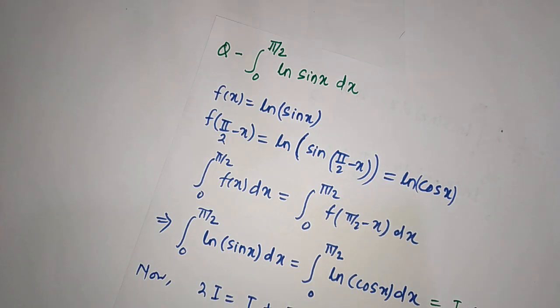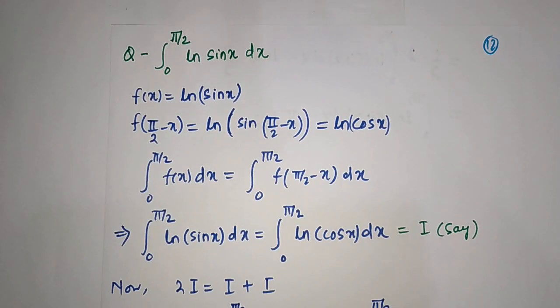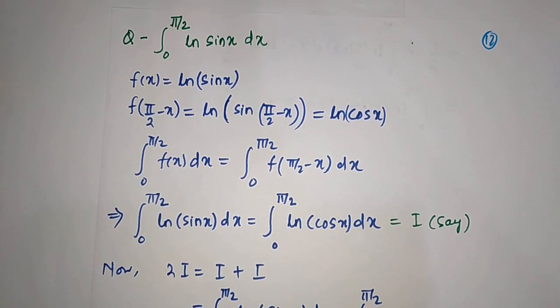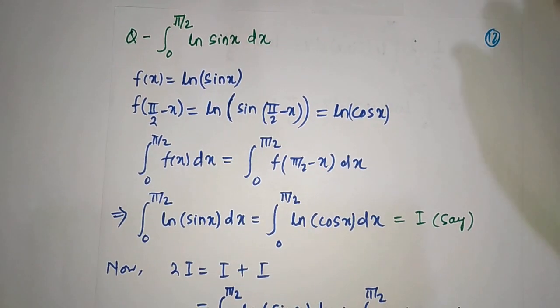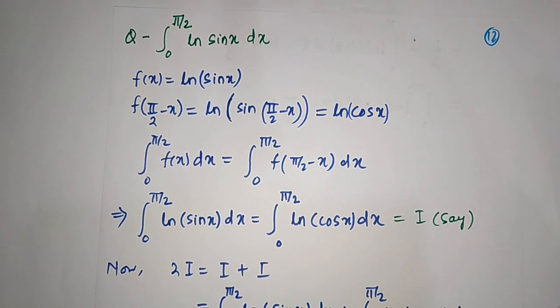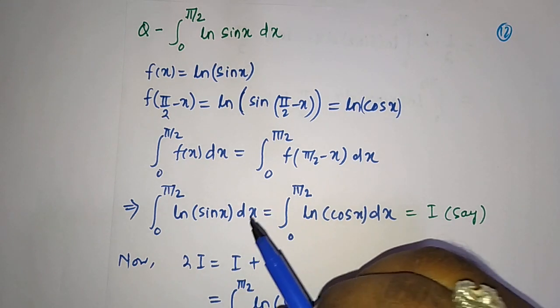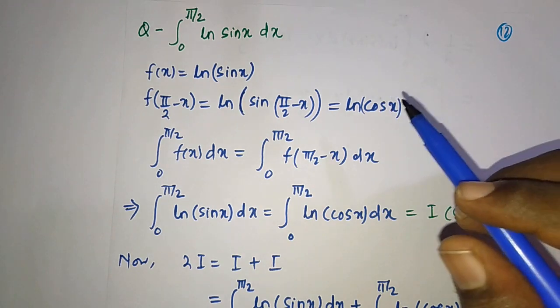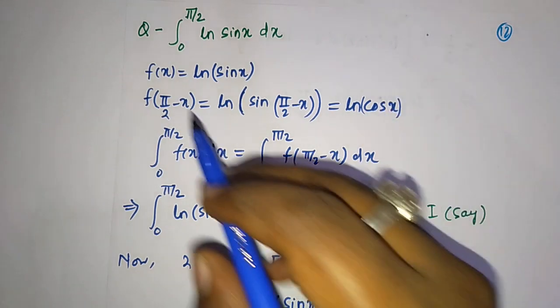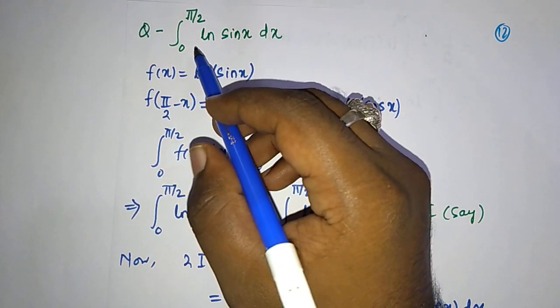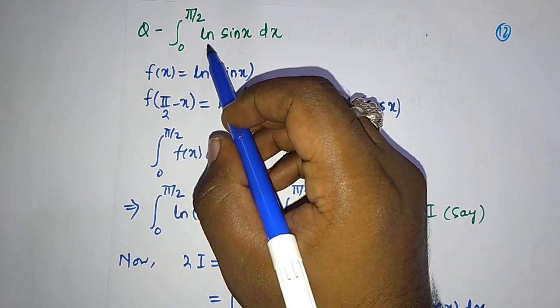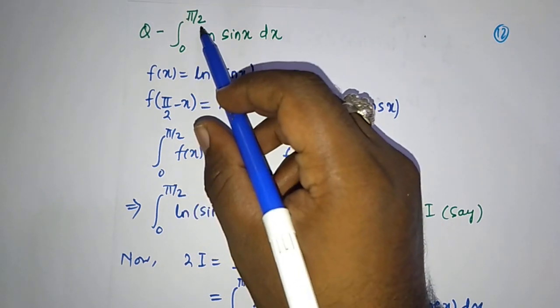Okay, now come to another example. Here it is a very important example, a little bit lengthy one. Sometimes you may get it as a 10 marks question. See this question very carefully, because 2 or 3 properties will be used in this example. See each step very carefully. First, it is given that we have to integrate ln sin x from 0 to pi by 2.